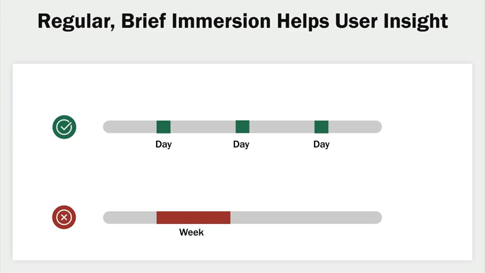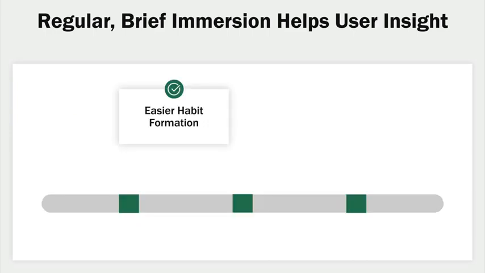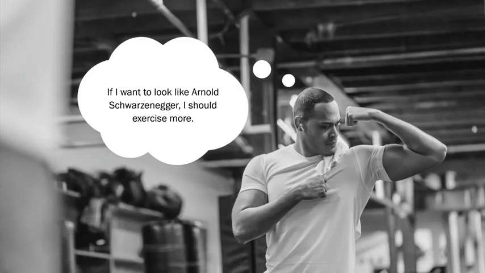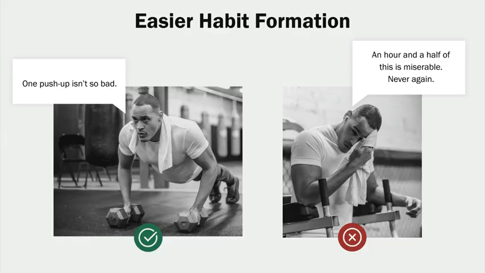Regular, brief immersion tends to be better than intermittent, long periods of immersion. Regular, brief immersion tends to be better for two reasons: easier habit formation and less intuition atrophy. The first reason regular, brief immersion is preferred is because it makes it easier to form good feedback immersion habits. In other terms, consider a person who wants to exercise more. Someone who sets their bar for initiating exercise as a single push-up is much more likely to maintain good exercise habits than someone whose mindset is that they must exercise for an hour and a half each time they start.